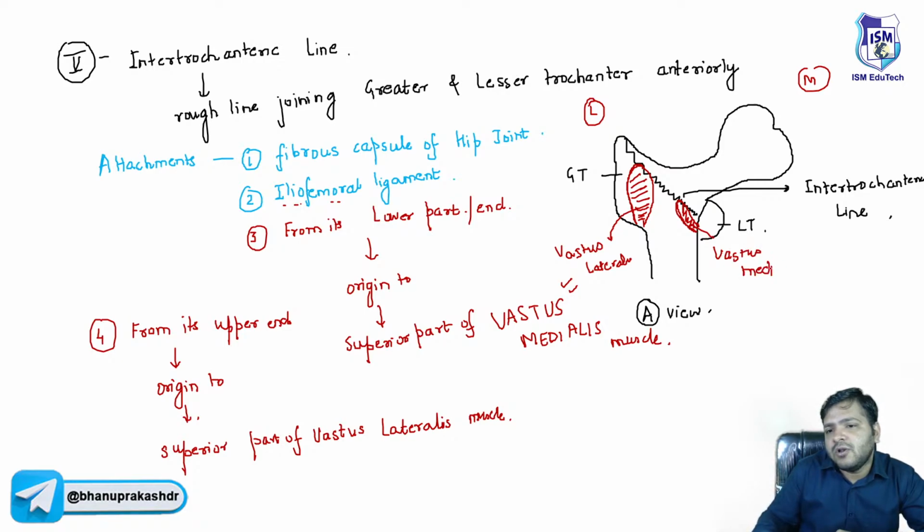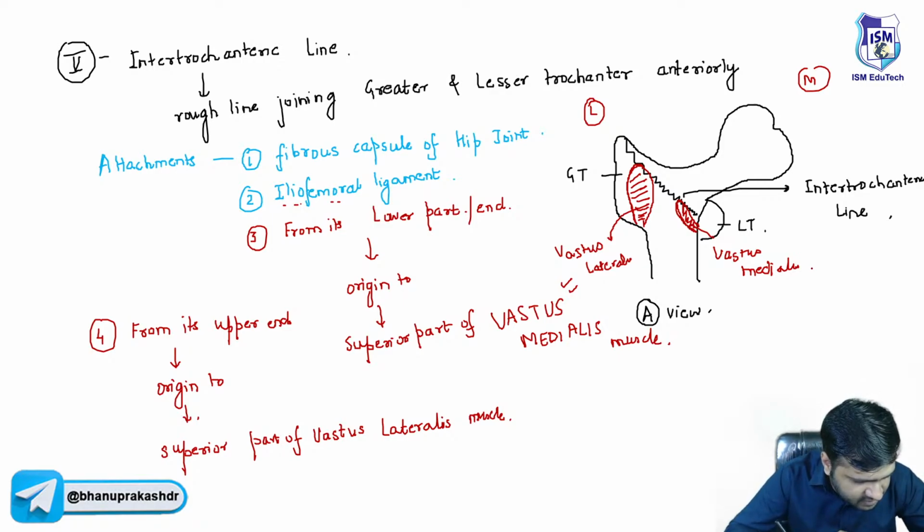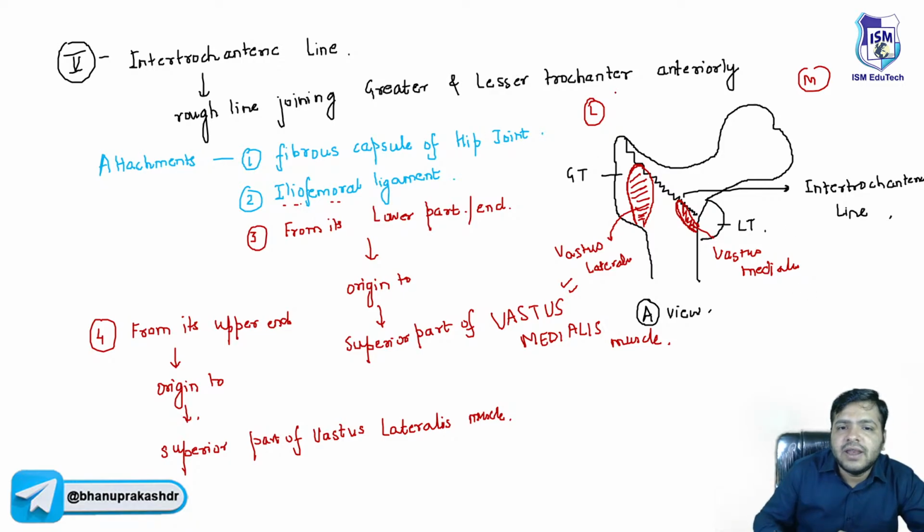Vastus medialis from the lower end, beta, from its lower part or end. Then from the upper part, vastus lateralis. Apart from that, we have two fibrous structures. If you want, I'll just draw this.